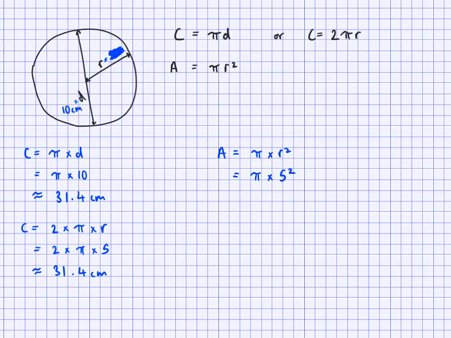And when I do that, so if I put that in my calculator, what I will get is, I'll write some of the digits down here, 78.539816, and it carries on. And if I was to round it to one decimal place, it will be 78.5, okay? And this is in centimeters squared because we're looking at area and our measurements were in centimeters.